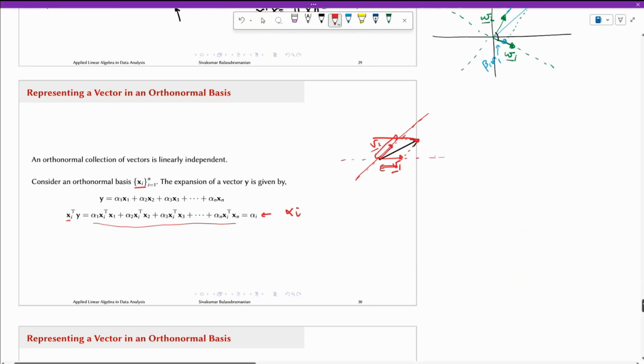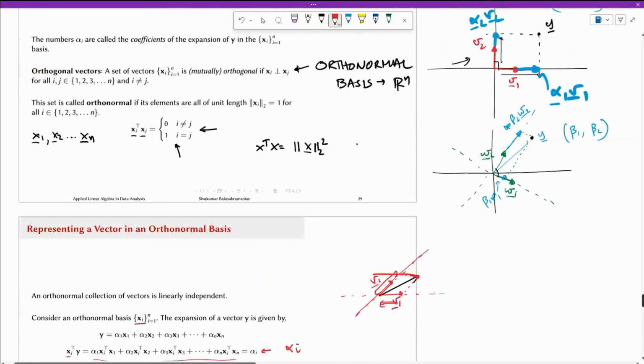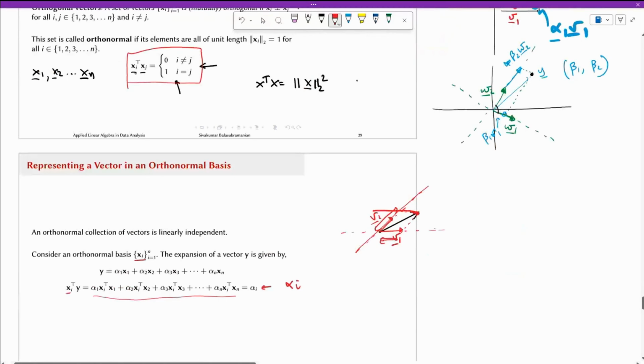But because it's an orthonormal basis, whenever i is not equal to j, the inner product will be 0. When it's equal to j, the inner product is 1. That means on the right hand side here, all terms will disappear except for one term, right? Except for the ith term. The inner product of xi with x1, let's say i is not equal to 1, inner product of x1 with xi will be 0, so on and so forth, except for xi transpose xi. That means xi inner product with y will simply be equal to alpha i.